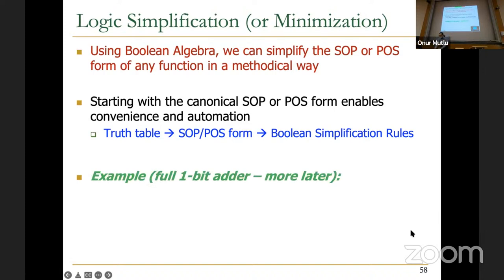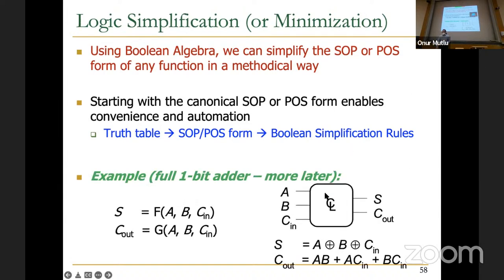For example, we will later in this lecture discuss a full one-bit adder, and we're going to start with the truth table, and we're going to simplify it to these equations, basically. These are clearly not sum of products or product of sums forms, right? Because it's a three-input function, A, B, C, and sum is A XOR B XOR C, and carry out is the majority function of A, B, and C, as we have discussed earlier. But we're going to derive this later on in this lecture.